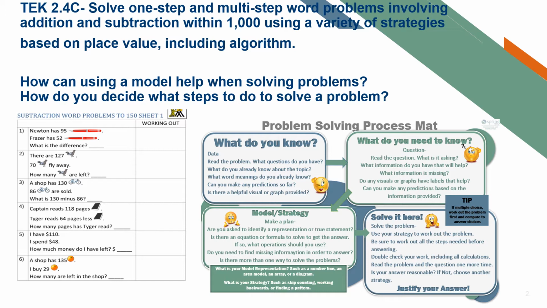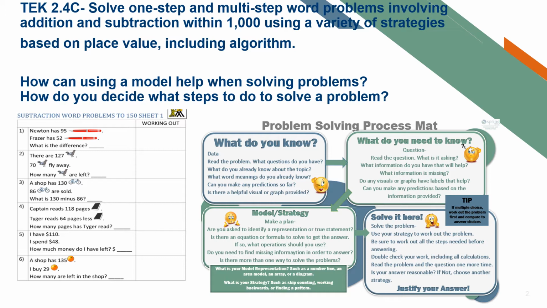Box number 2. What do you need to know? The question. Read the question. What is it asking? What information do you have that will help? What information is missing? Do any visuals or graphs have labels that help? Can you make any predictions based on the information provided?